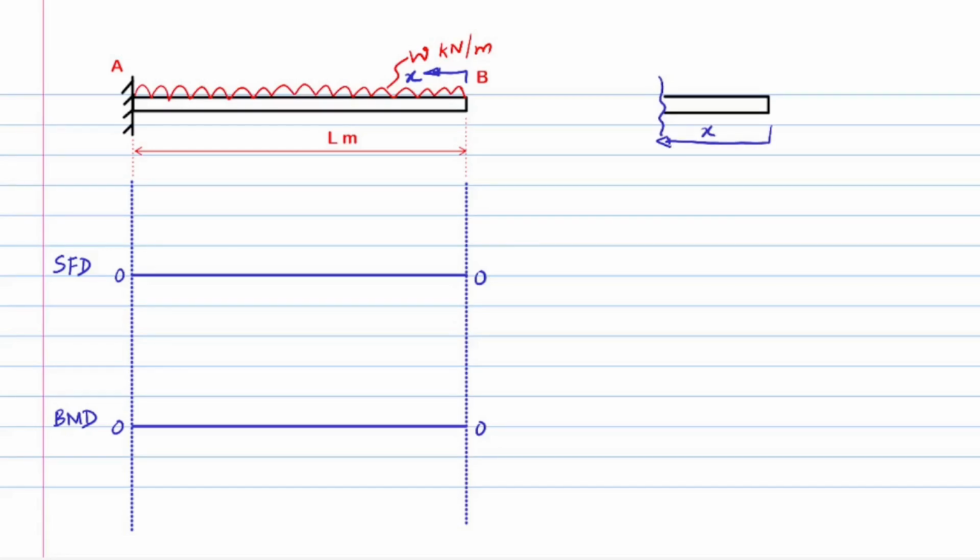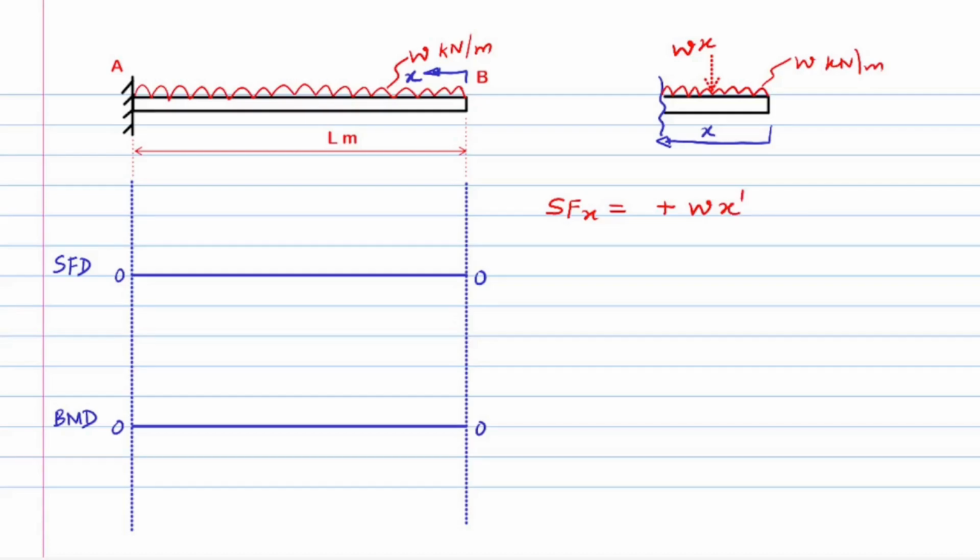The uniformly distributed load of W kilonewton per meter acting over the length of x meters can be taken as an equivalent point load of W times x kilonewtons acting at the center of the rectangular loading area. We hence show the equivalent point load at the center of the span of length x to represent the UDL. The shear force at x can be written as plus W times x kilonewtons, since both the equivalent point load and the shear force at x produce a clockwise couple, for which the shear force at x can be assigned a positive sign as per our convention adopted.